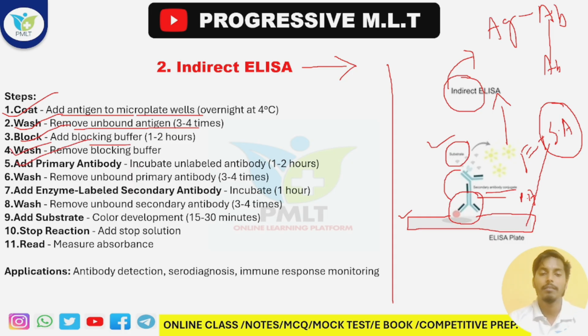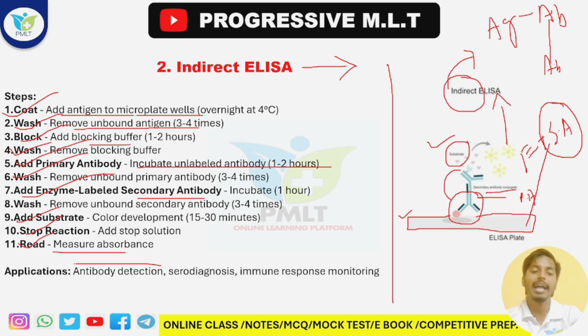Add the primary antibody. Please understand it. Every step requires incubation, because without incubation the reaction will not occur. After that, you have to wash it to remove the unbound primary antibody. After that, you add the enzyme-labeled secondary antibody, as I have already told you. After that, you add the substrate. After that, add the stop solution. After that, read the absorbance. Please keep in mind that this basically helps in antibody detection. This helps to detect the AB.